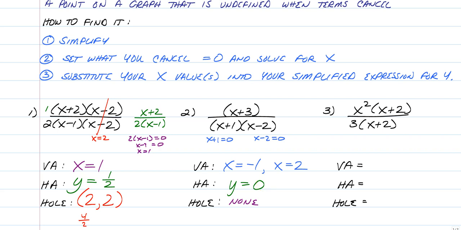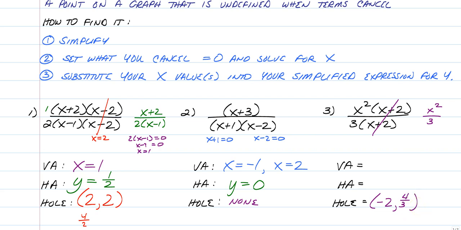Last example we'll just talk about really quick as well. We have a hole because those cancel. So that's going to give us an x value at -2 comma. And then we just need to substitute that back into our simplified equation. Our simplified equation is x squared over 3. So -2 squared is 4, divided by 3 is 4/3. So we have 4/3 for the y coordinate of our hole.